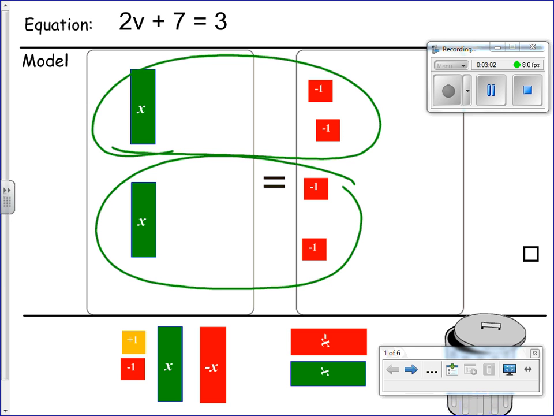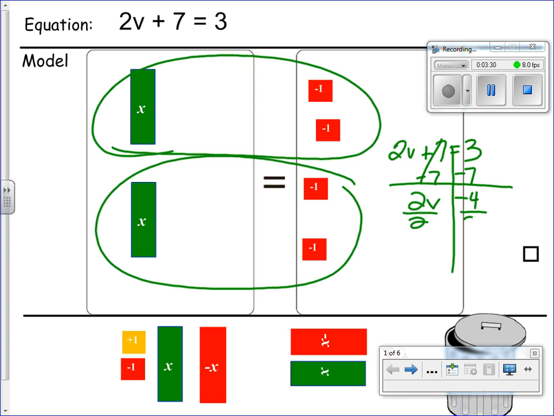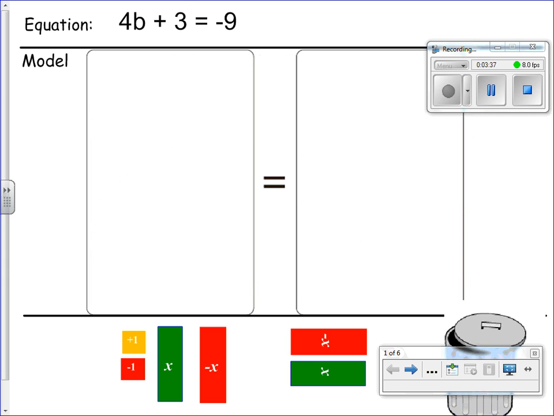If we were to show this, we would have 2v plus 7 equals 3, and this is what you'll show on your lines as well. I draw my line, you need to do that too. I'm going to get rid of the 7, just like we modeled, so I'm minusing 7. Those cancel, and I'm left with 2v on this side. 3 minus 7, I get -4. Divide by 2, and v equals -2, just like we modeled. Let's try the next one.